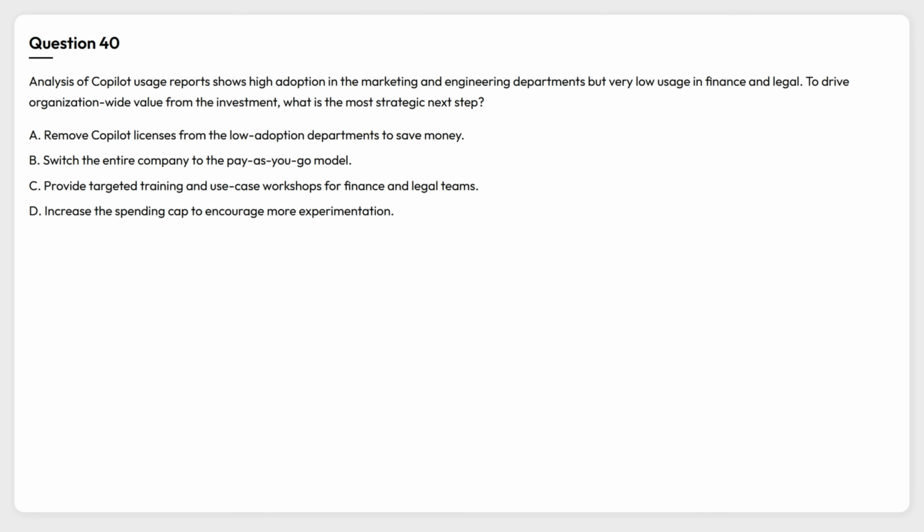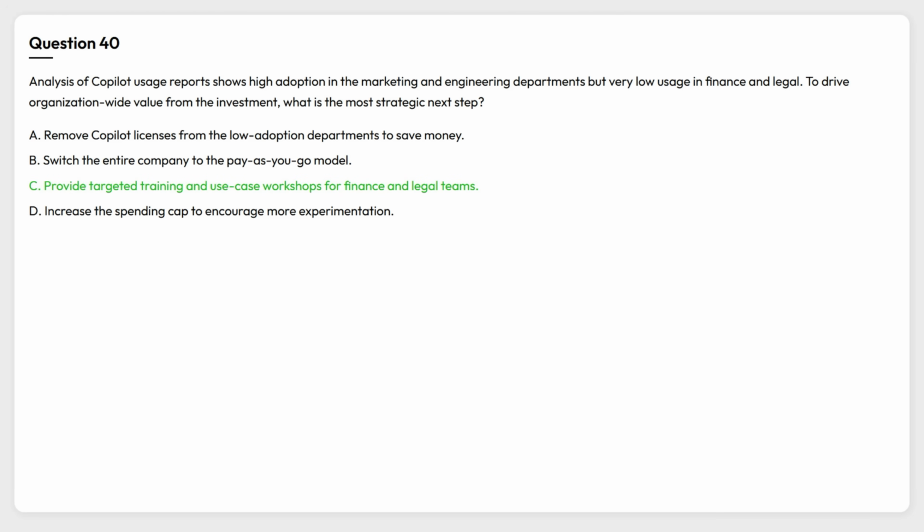Option A. Remove Copilot licenses from the low-adoption departments to save money. Option B. Switch the entire company to the pay-as-you-go model. Option C. Provide targeted training and use case workshops for finance and legal teams. Option D. Increase the spending cap to encourage more experimentation.